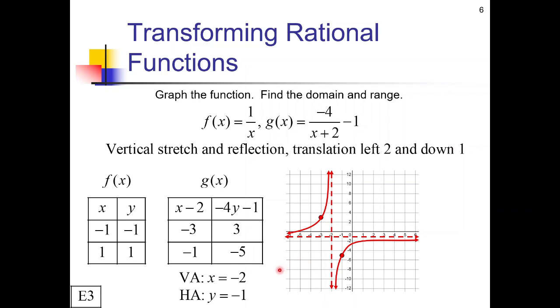And the new domain, we're going to have x does not equal -2, just like the vertical asymptote. And for the range, y does not equal -1, just like the horizontal asymptote. So this is the end of part 1.